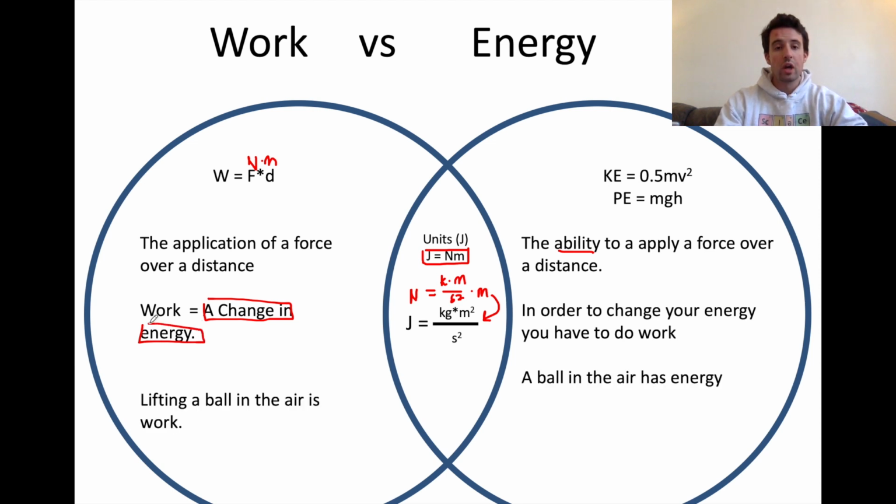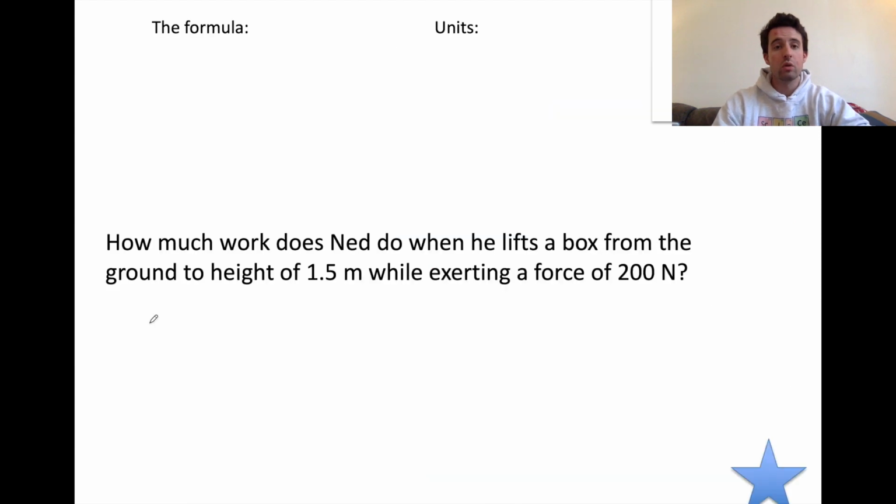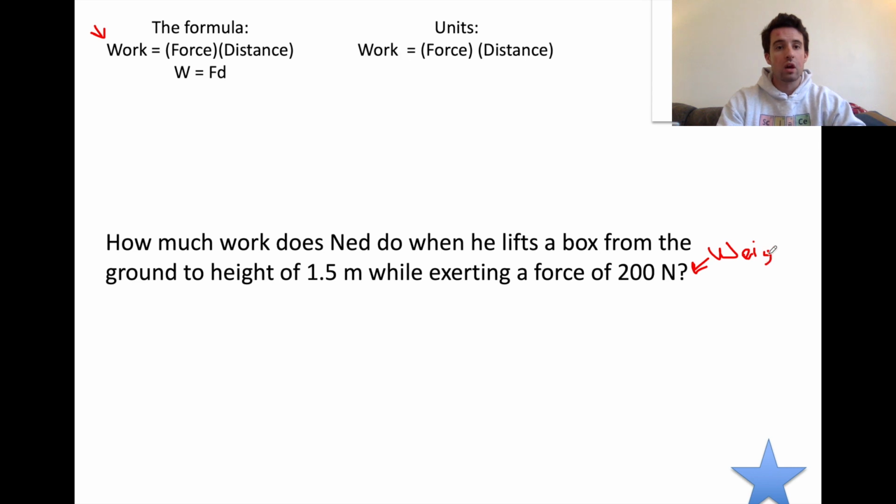Great. Okay, so here's a question that we have for you, and we're going to use the formula work equals force times distance. So the question is, how much work does Ned do when he lifts a box from the ground to a height of 1.5 meters while exerting a force of 200 newtons? So in this case, we could say that the box weighs 200 newtons, and it would have a mass in kilograms, but that's not necessarily super important. For right now, all we have to do is take this force here and multiply it by distance. And that's W equals FD.